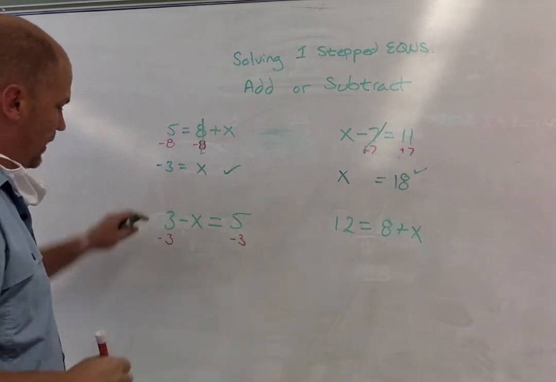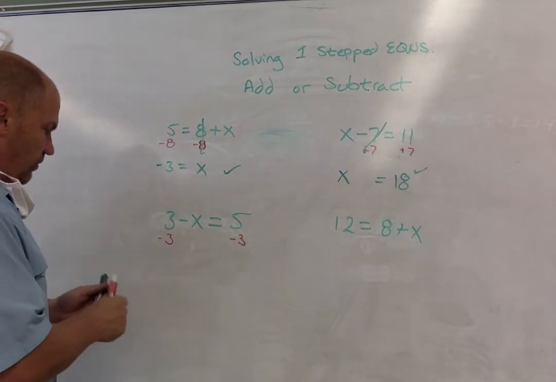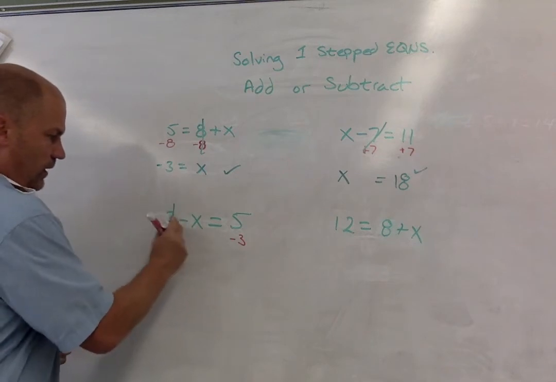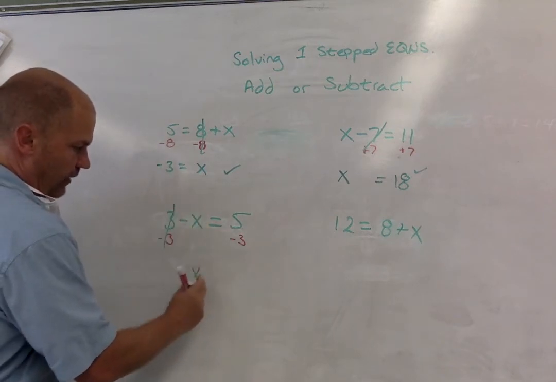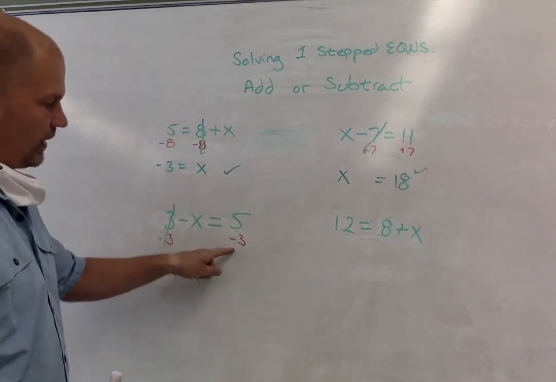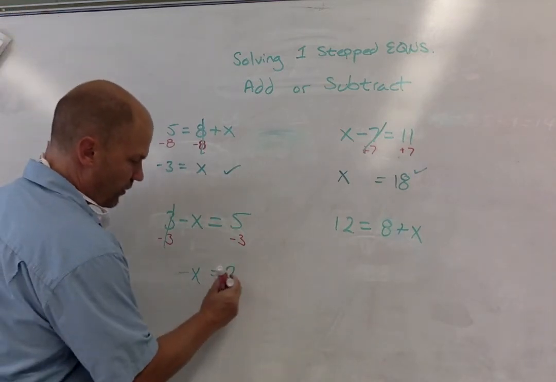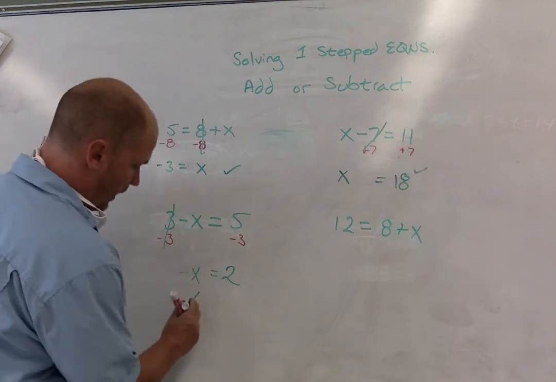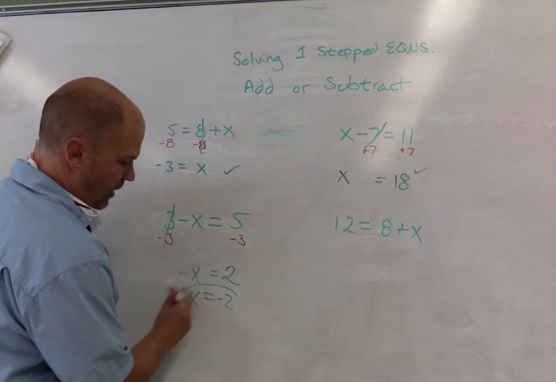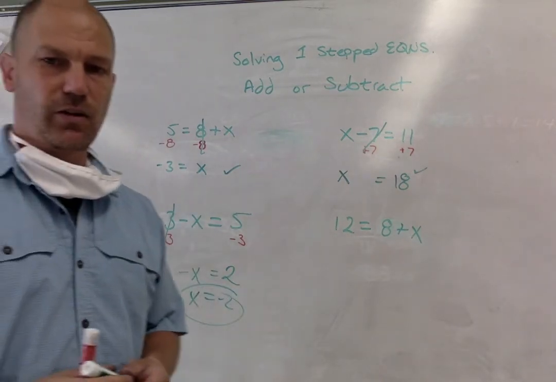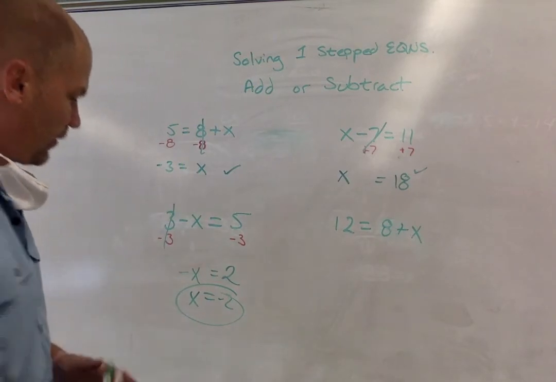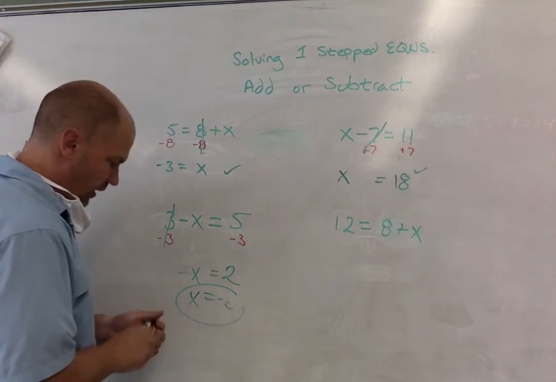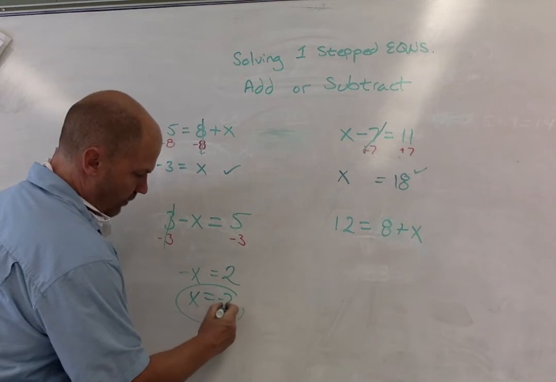Right? Now, positive 3 minus 3, well, that makes 0. This is the opposite of x. 5 minus 3, well, that's 2. So the opposite of x is 2. That means x has to be negative 2. That was a tricky one relative to the other ones. But the opposite of x is 2, so therefore x is negative 2.